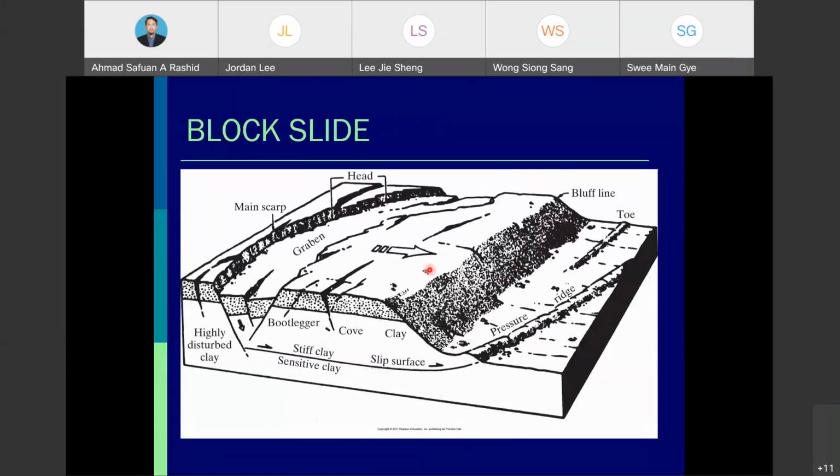So this is the block slide, where this block starts to move, due to the area becoming weaker, because there is a reservoir from the previous image.